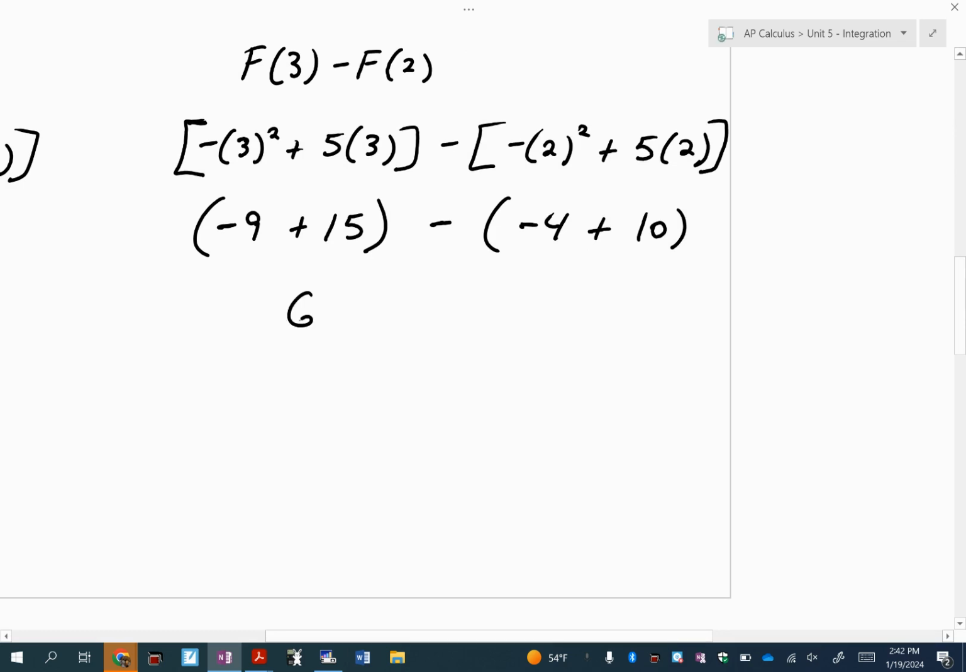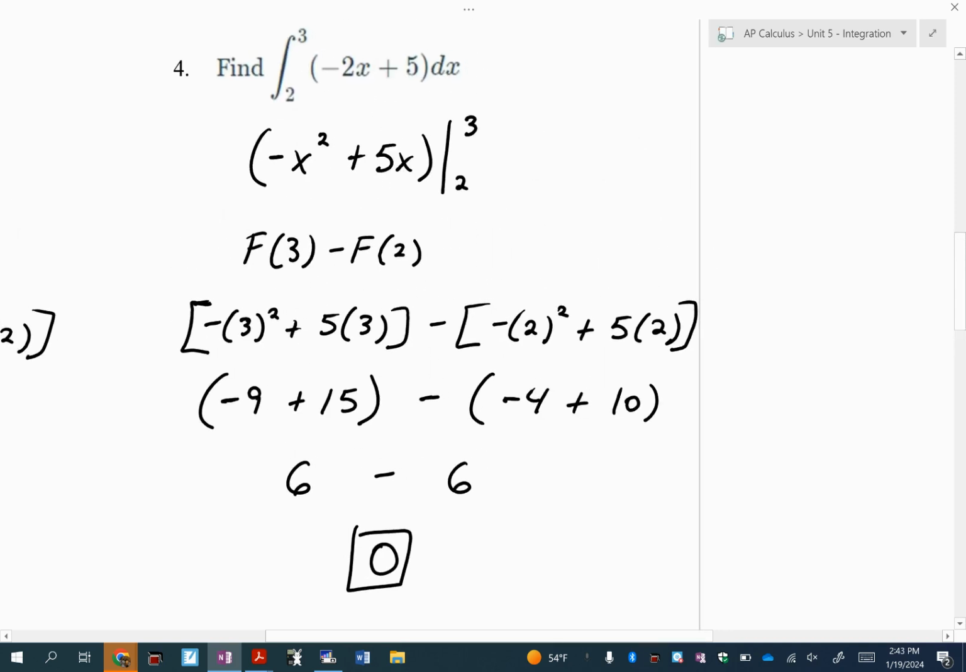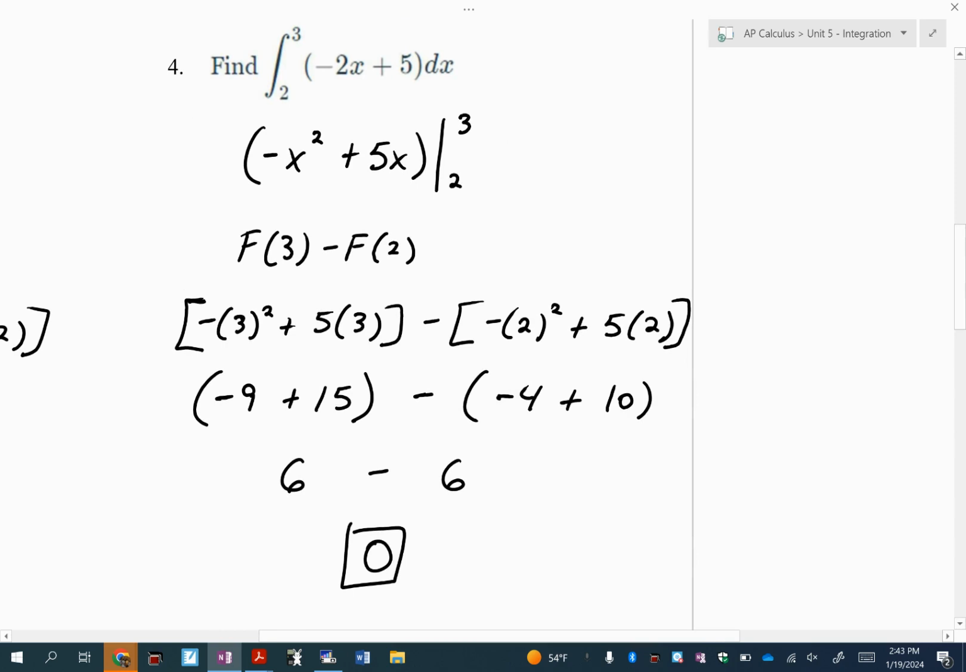-9 plus 15 is 6. -4 plus 10 is positive 6? Subtract, and you get 0. All right, this is the fun one. Can I show you? This is exciting. Oh, where am I going? It's exciting. Ready? Let's see.